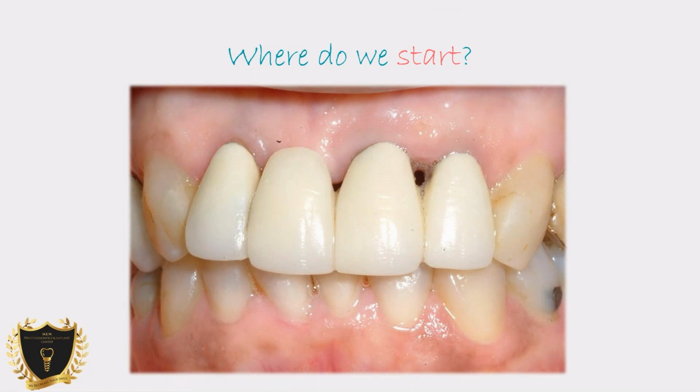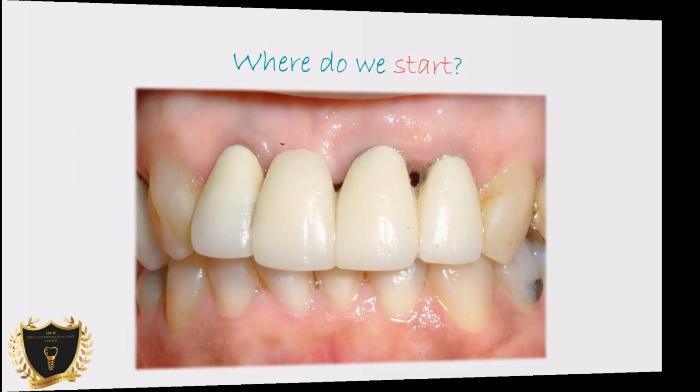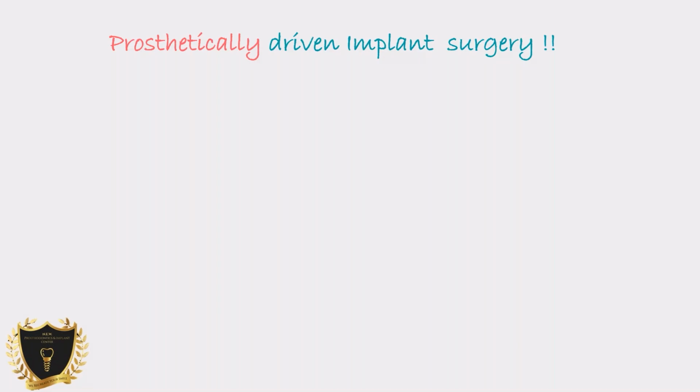So where do we start? That's always the question. If somebody walks in, whether it's a single restoration in an aesthetic zone, or we are looking at an implant in a posterior region where nobody could see, we just need to see the overall picture. What can we do to achieve the optimal results? In my humble opinion, it's prosthetically driven implant surgery, which leads always to success.